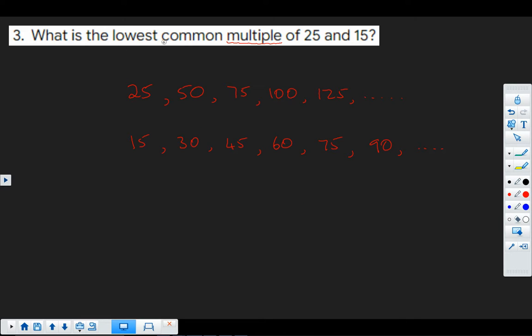If we're after a common multiple, it's one that appears in both of these lists. Well, the first one that appears, so the lowest of these common multiples, is 75. To go and practice that on Century, please go to Nugget 5.07.